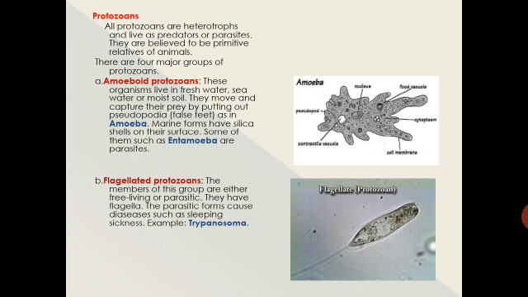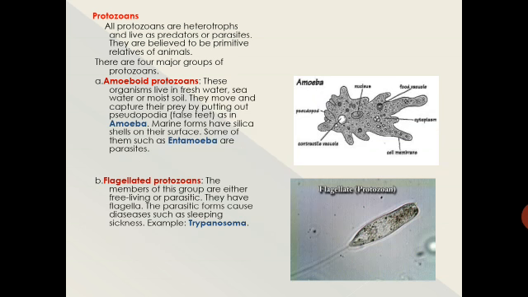Firstly, amoeboid protozoans. The name itself tells, amoeba-like organisms. Example is amoeba. These organisms live in freshwater, seawater or moist soil. They move and capture their prey by putting out pseudopodia, the false feet, as in the case of amoeba. Marine forms have silica shells on their surface. Some of them, such as Entamoeba, are parasites. So these are amoeboid protozoans.